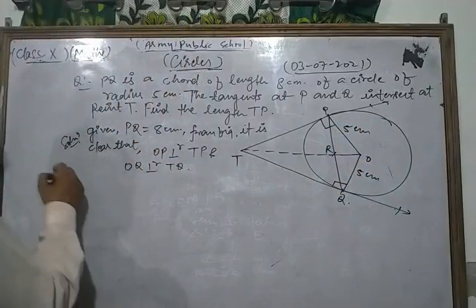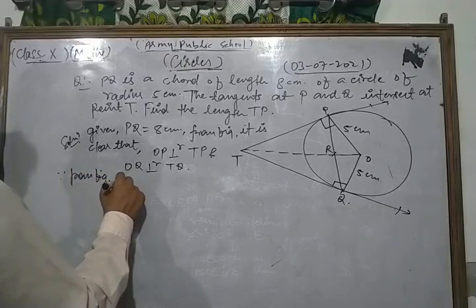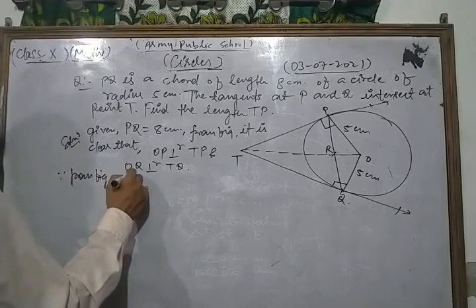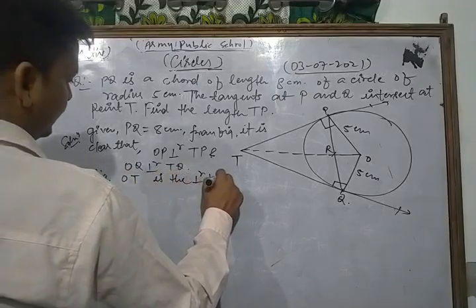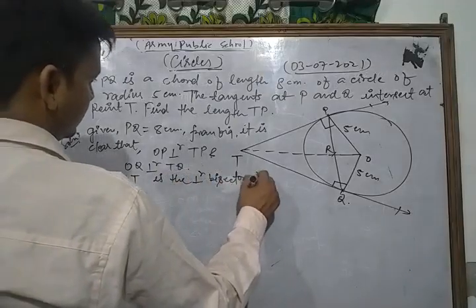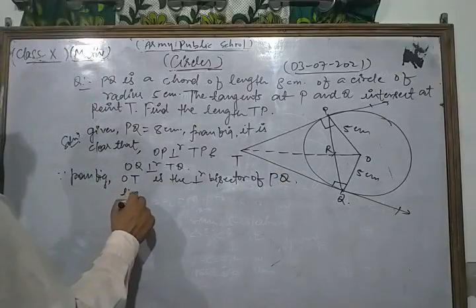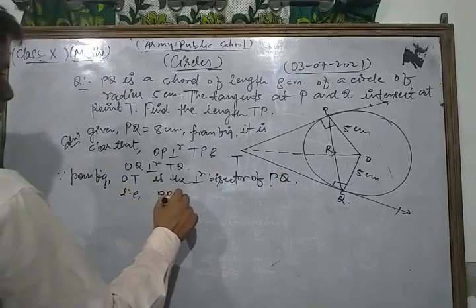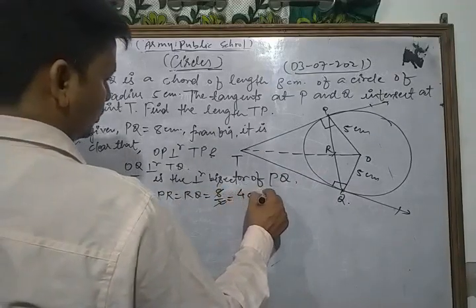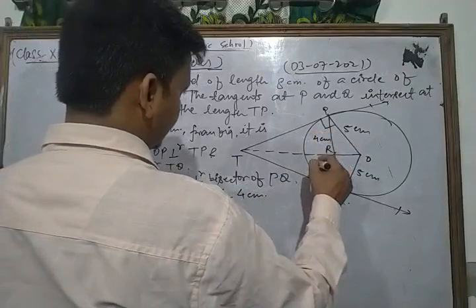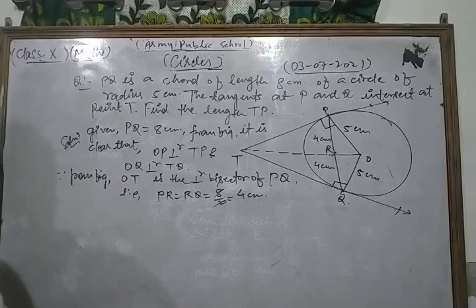Okay. Since from the figure OT is the perpendicular bisector of PQ, that is PR is equal to RQ, each equal to 8 by 2, that is 4 centimeter. This is 4 centimeter and this is 4 centimeter. We have to find the length TP.